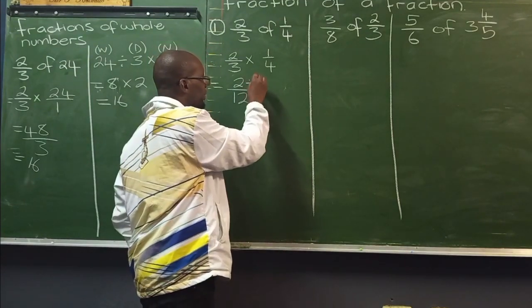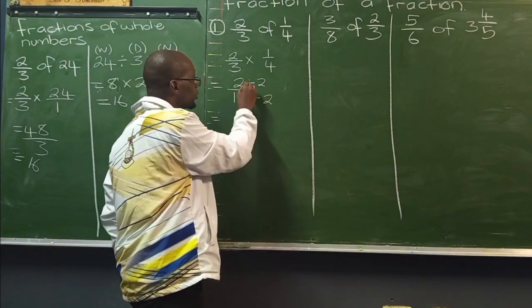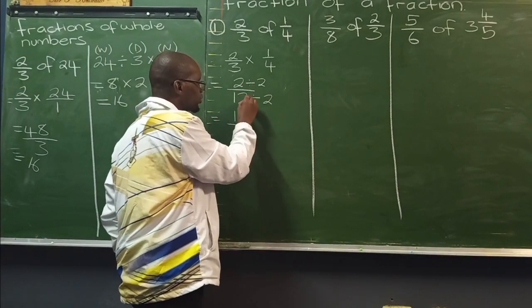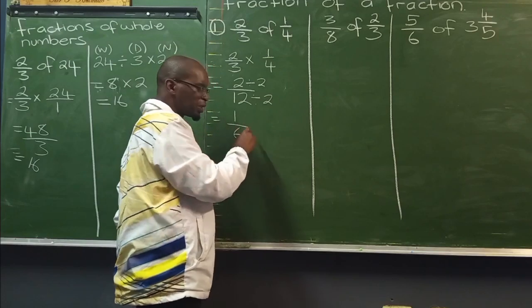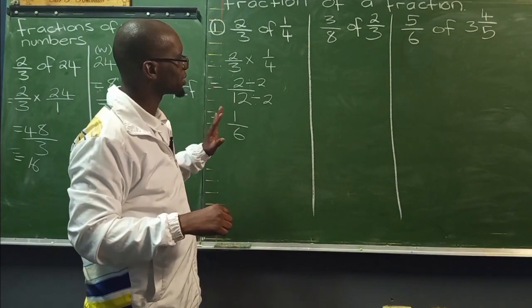So now we divide by 2 on top, we divide by 2 on the bottom. 2 divided by 2 gives us 1, and 12 divided by 2 gives us 6, and we cannot simplify further. So the simplified version of this would give us 1/6.